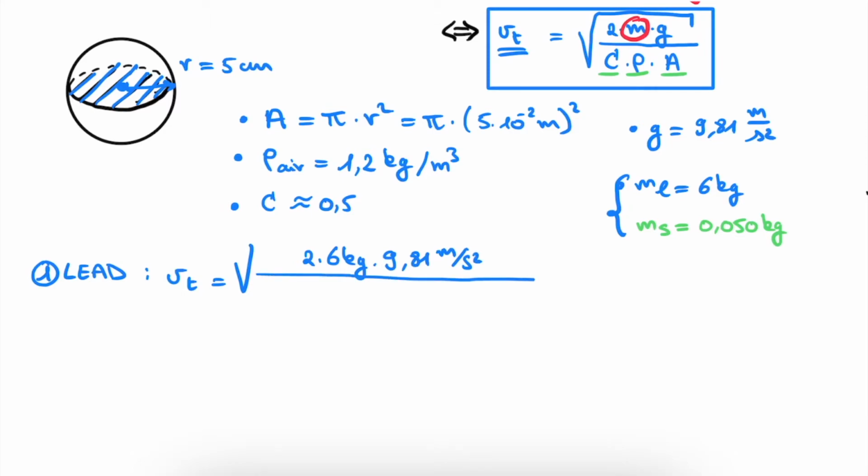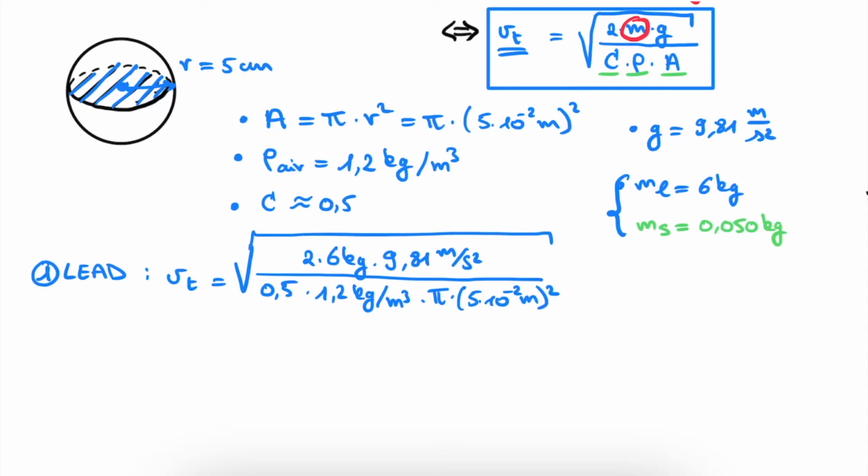And now we have to divide this by c, so this will be 0.5, multiplied by the density of air, 1.2 kilogram per cubic meter, and we have to multiply this by the cross-sectional area, which is of course pi multiplied by this 5 times 10 to the power of minus 2 meter squared. And we extend the square root.